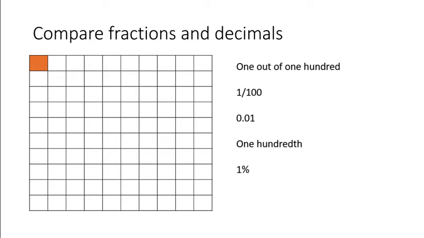It's 100th. Could also look at it as 1%. Percent literally means out of 100, per 100. Cent is another word for 100. So I could also write it as 1%.